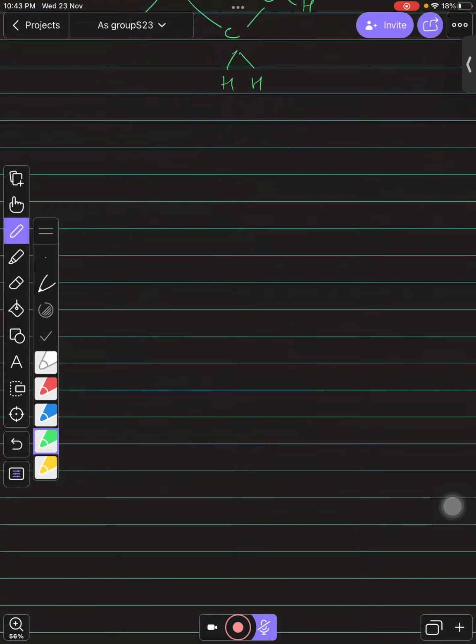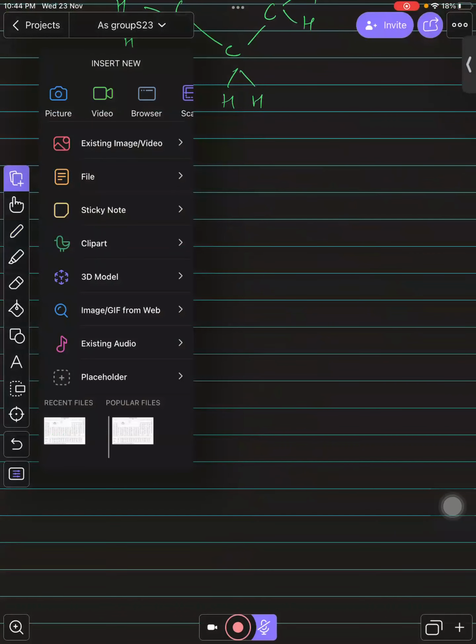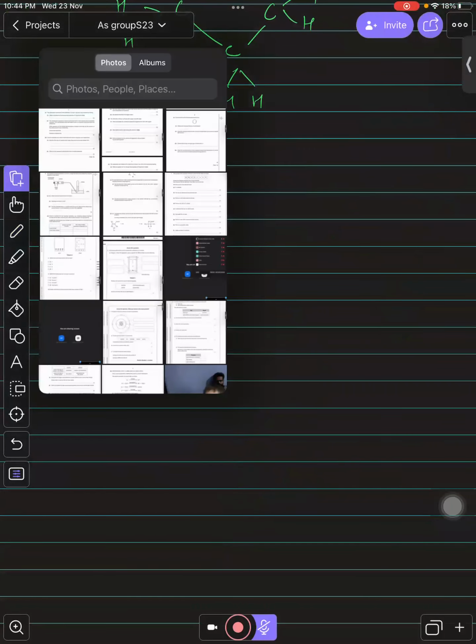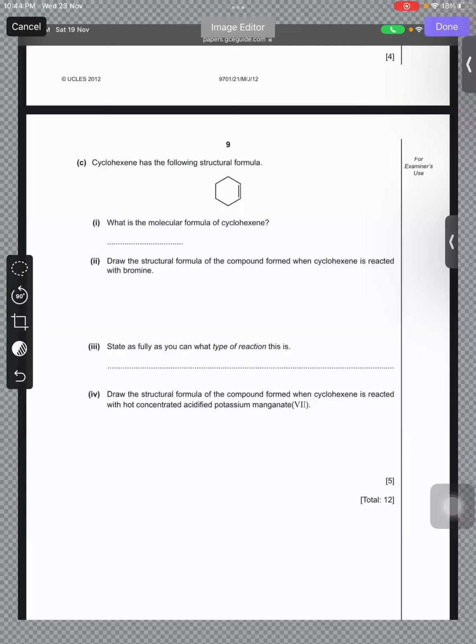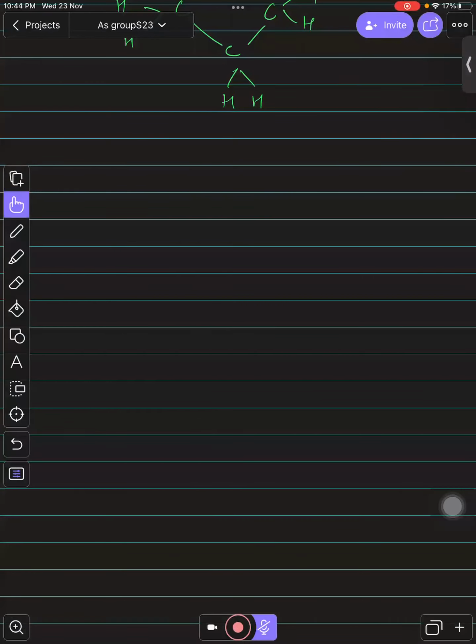Let's see one of the example questions that we were talking about last class, and we have a few pictures of these questions as well. Just look over here at what they are saying. We talk about molecular formula, the reaction with bromine, a type of reaction, and they are asking to draw the structural formula of the compound formed when cyclohexene is reacted with hot concentrated acid. I told you that it is not done right here. We are leaving this point right now.